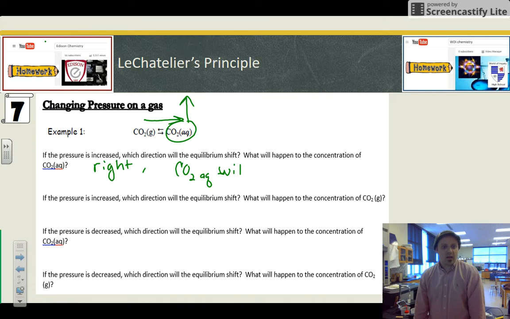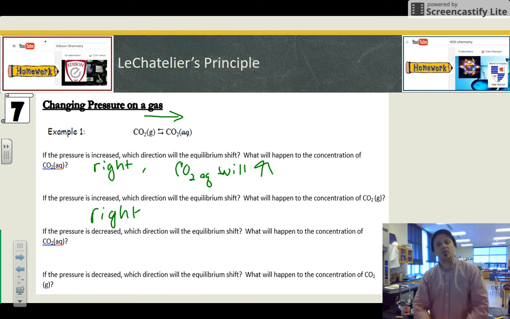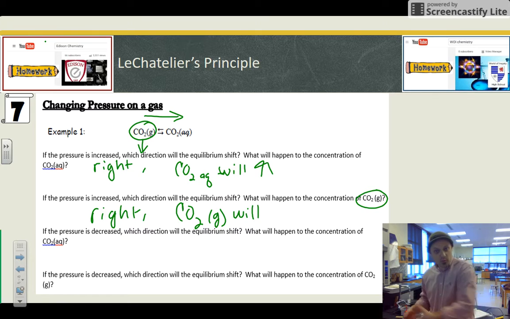If the pressure is increased, the direction of the equilibrium will shift to the right again. Okay, we just did that. But what will happen to the concentration of the CO2 gas? Oh, this is on the reactant side. So if I'm shifting away from the reactants, that will go down. Just look at where your equilibrium shift arrow is pointing to. Whatever it's pointing to gets more. What's pointing away from gets less.